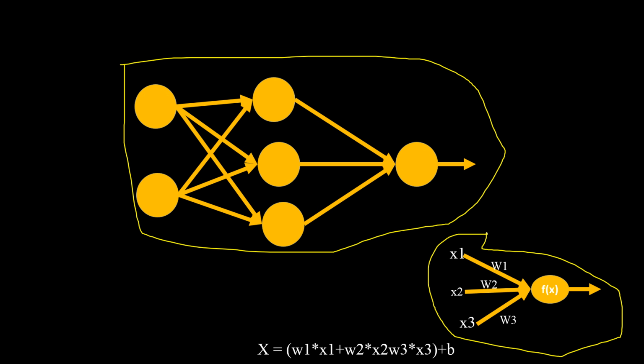The neurons will be arranged in different structures, and depending on that they will have different names, like CNN, RNN and so on, but the basic computation remains the same: computing a single neuron's output and then applying the activation on it. Okay, so I hope that is clear.